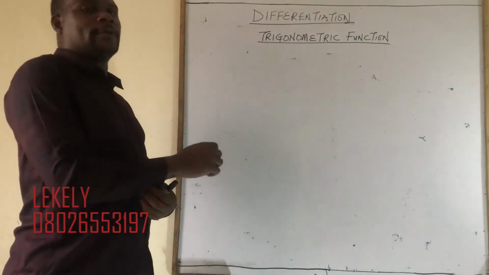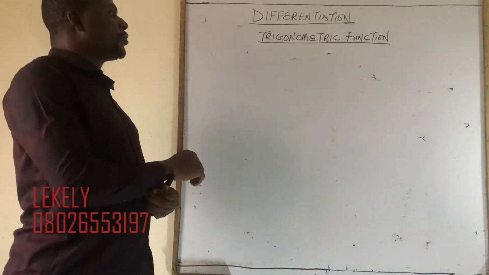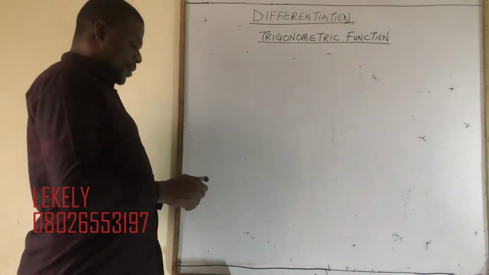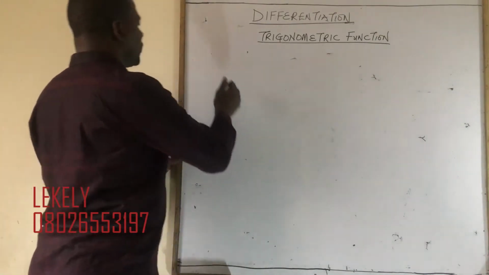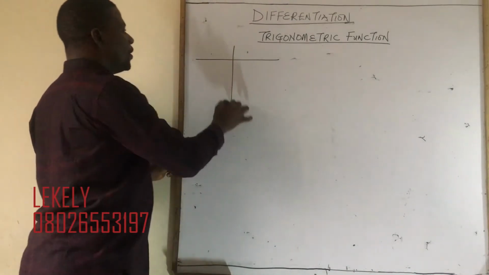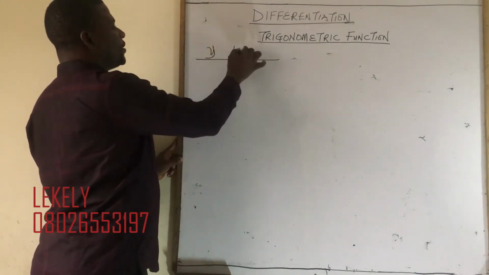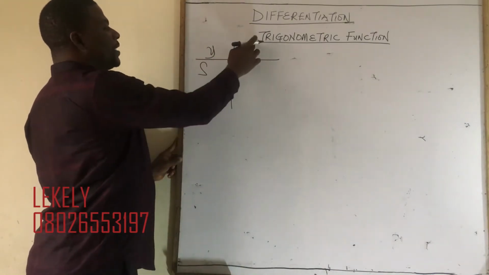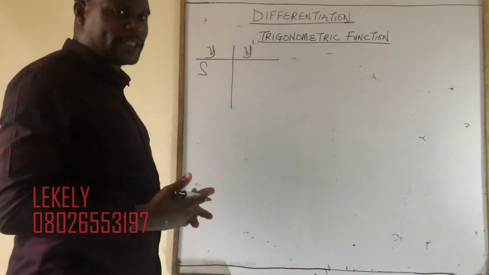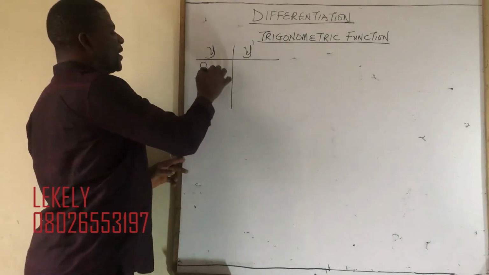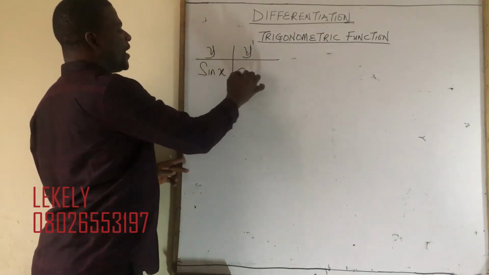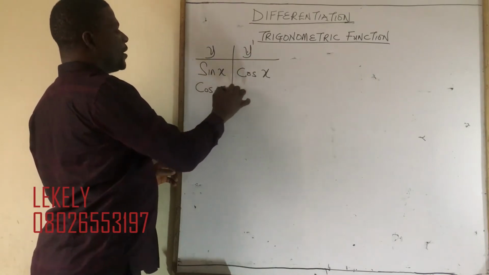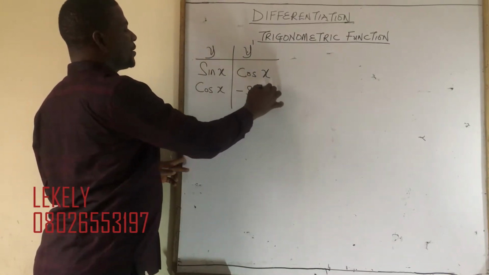Good day everyone. Today we are looking at trigonometric functions, still on differentiation. When you are talking about trigonometric functions, there are some basic rules that you must understand. If this is y and this is y prime, anytime you have a prime, it means you are differentiating. So if you differentiate sine x, it will give you cos x. If you differentiate cos x, it will give you minus sine x.